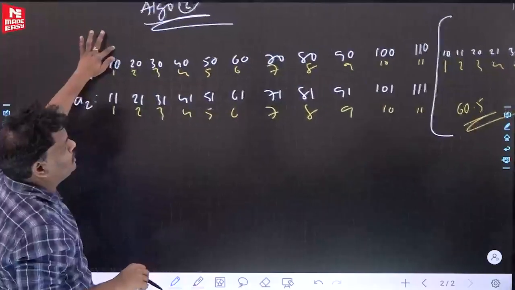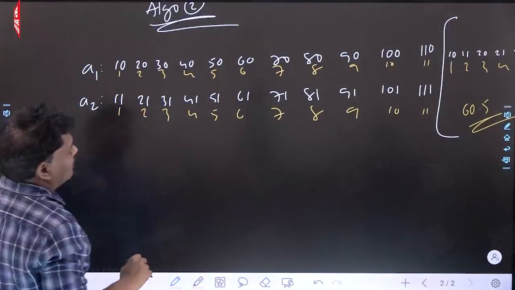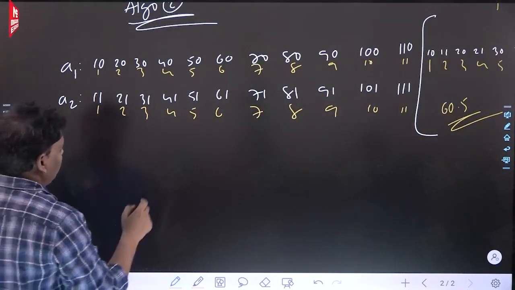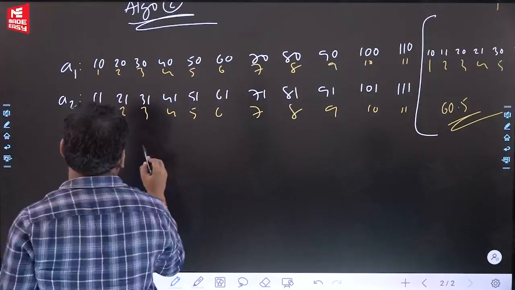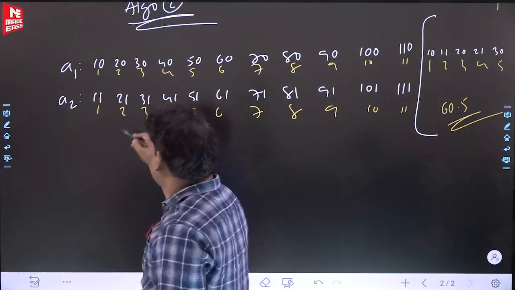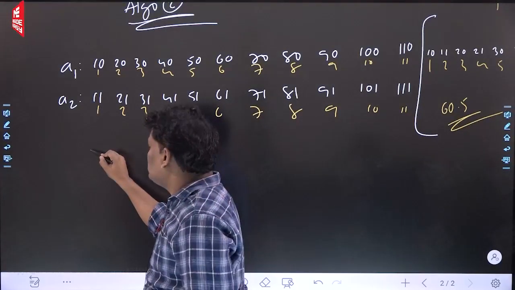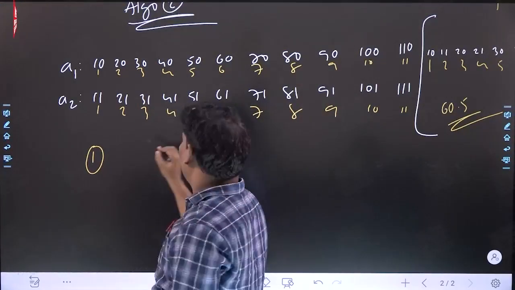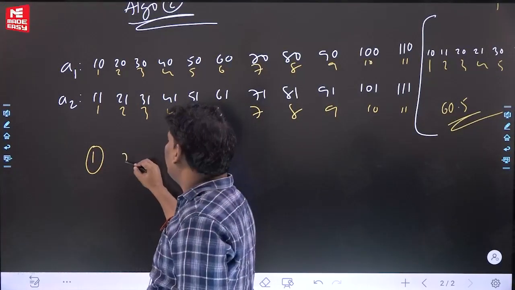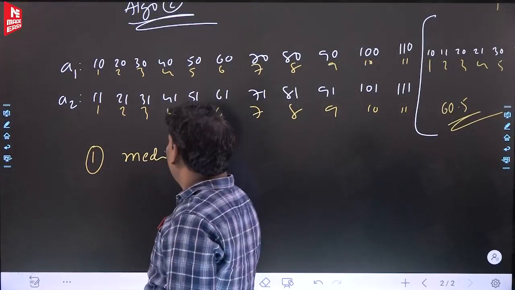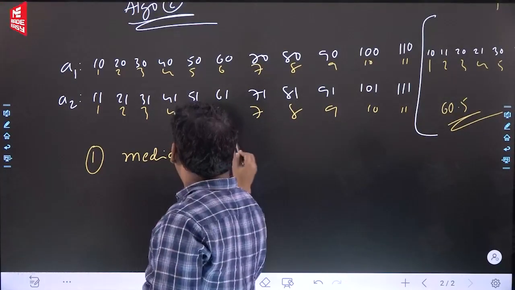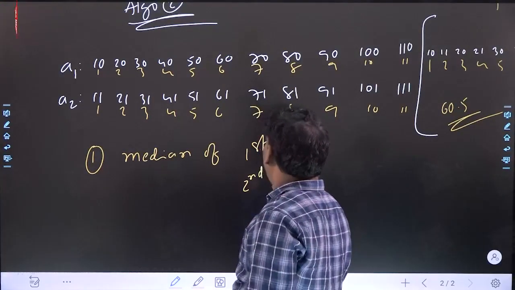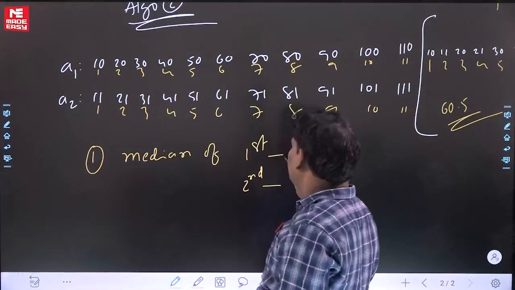What is the time complexity of Algorithm 2? I will explain, it is very simple. See the algorithm now. The first step in this algorithm is to find the median of the first array and the median of the second array.